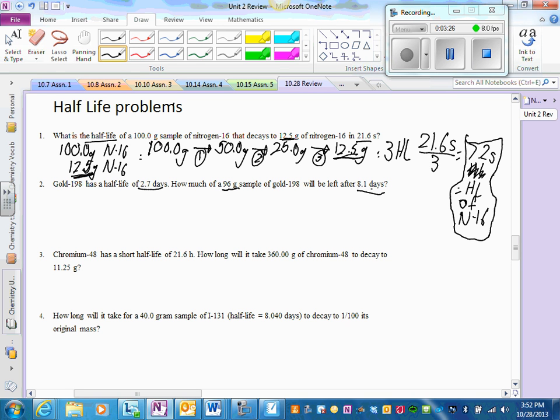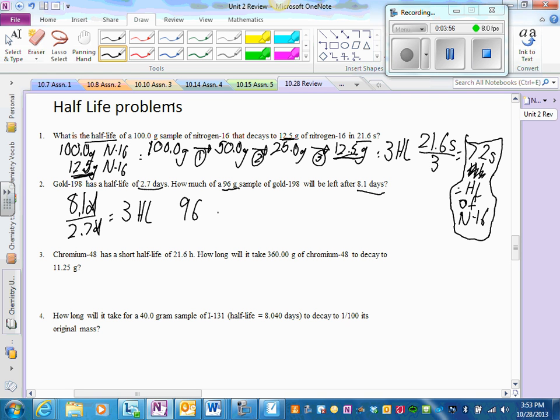Whenever I look at that, I say, okay, 8.1 days and 2.7 days, that means I can figure out how many half-lives have transpired. When you put 8.1 days divided by 2.7 days in your calculator, the days cancel out and you get 3 as our number of half-lives. So 3 half-lives have transpired. Now the question becomes, how much of the gold do we have remaining?